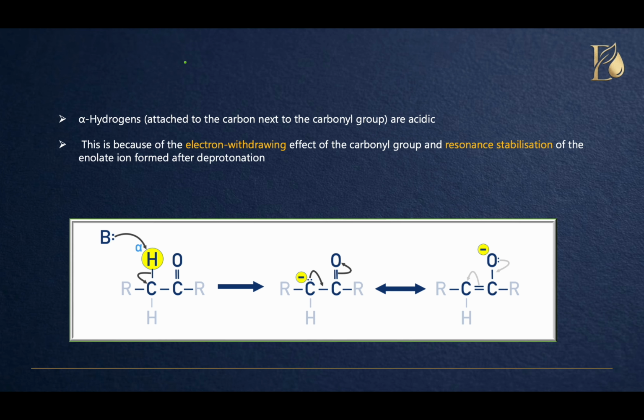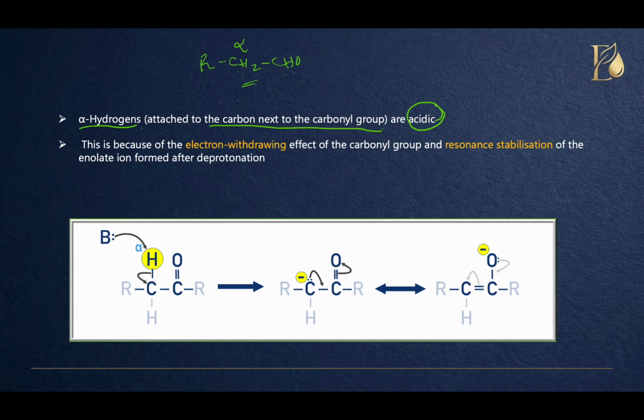Before we move to aldol and cross aldol condensation, one important point that you have to know is that if in a carbonyl compound there is an alpha hydrogen... what is alpha hydrogen? Let's see, RCH2CHO. The carbon atom attached to the carbonyl carbon is the alpha carbon, and the hydrogen atom attached to that carbon atom is known as alpha hydrogen. So if in a carbonyl compound there is an alpha hydrogen attached to the carbon next to the carbonyl group, then that hydrogen atom is acidic.